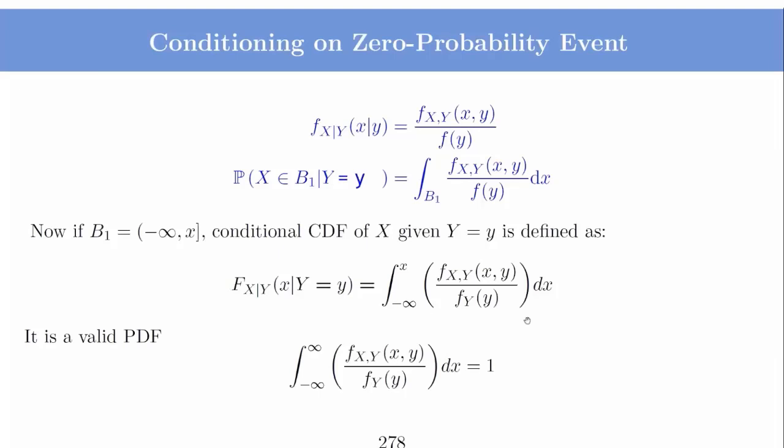And you can check that it's a valid PDF. So if you integrate this from minus infinity to plus infinity, this should be 1. Right? And the reason is that the joint PDF, if you integrate it over dx, will give you the PDF of y.